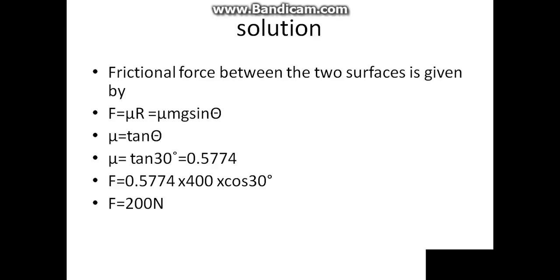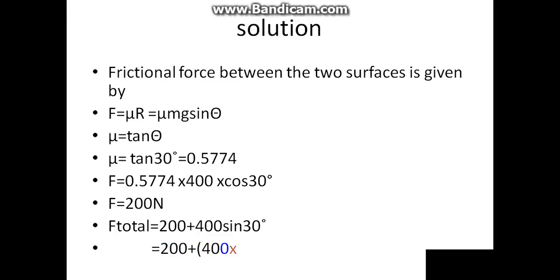The total friction is now equal to 200 plus 400 sin 30, which will give us 200 plus 400 times 0.5, which will now give us 400 Newton.